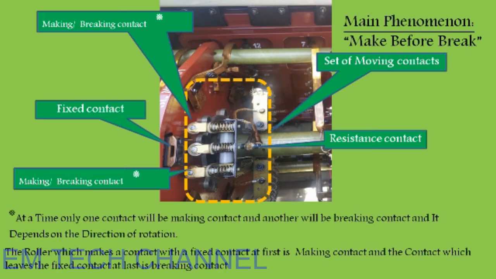This happens because under load, if the circuit opens suddenly, an arc gap will form, and this will cause an arc to generate. To avoid this, the on-load tap changer uses a phenomenon called make before break, because it makes contact with the next tap before breaking the current tap, and this is called the make before break phenomenon.